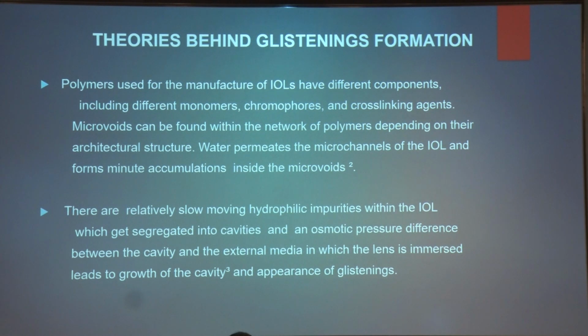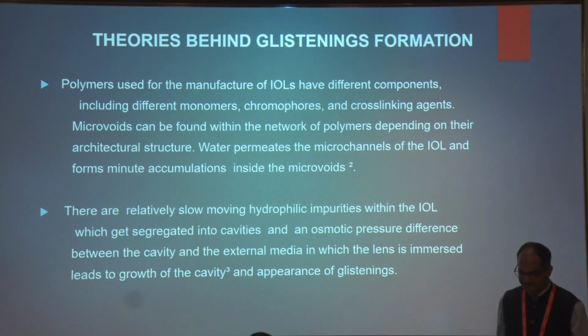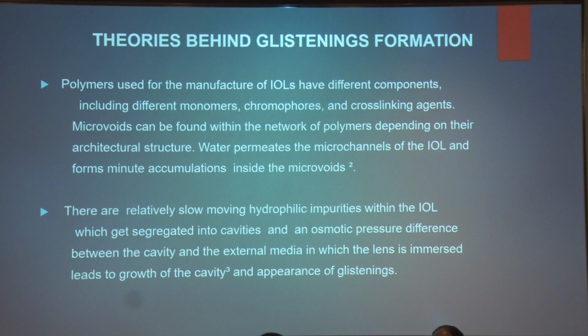One is that the polymers used for the manufacturing of the IOLs have different components including different monomers, chromophores and cross-linking agents. Microvoids can be found within the network of polymers depending upon their architectural structure. Water permeates these microchannels of the IOL and forms minute accumulations inside the microvoids. The second theory is that there are relatively slow moving hydrophilic impurities within the IOL which get segregated into cavities, and an osmotic pressure difference between the cavity and the external media in which the IOL is immersed leads to the growth of the cavity and hence the appearance of the glistening.